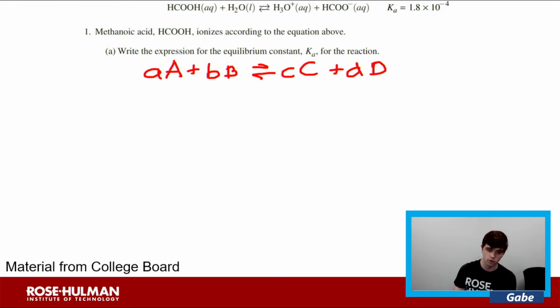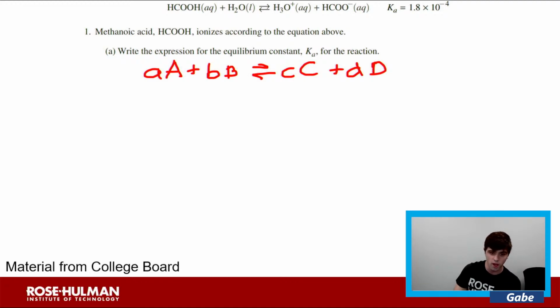When we look at these letters, our lowercase letters represent the coefficients in front of our compounds. We see that there's no coefficient in front of these compounds because they're all the number 1. If there's a 1, then you don't need to put it in because you can already represent it as the single compound. The capital letter in our expression represents the actual compound itself. So A in this case would be our methanoic acid, capital B our water, and so on.